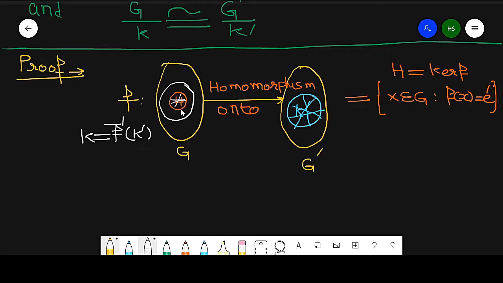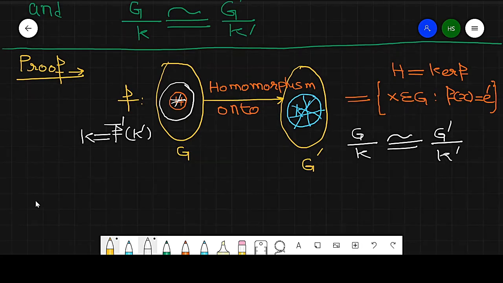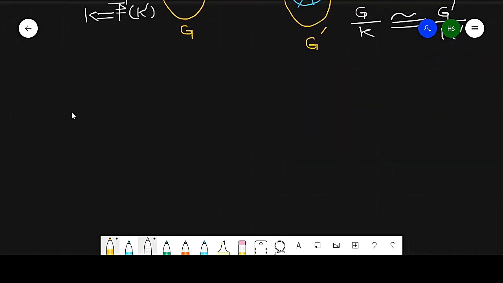Second step, it contains H, and third step, G by K is isomorphic to G dash by K dash. So these are the three steps to prove the first theorem of isomorphism. Now I will start the proof of the theorem.